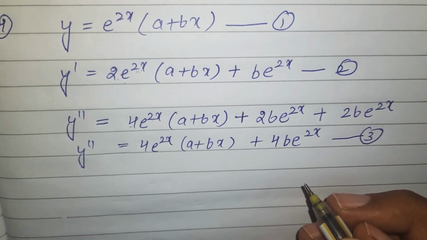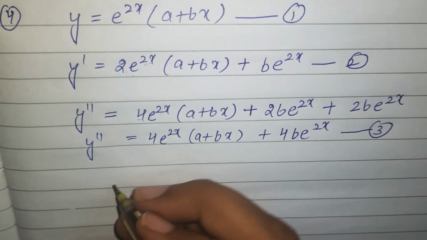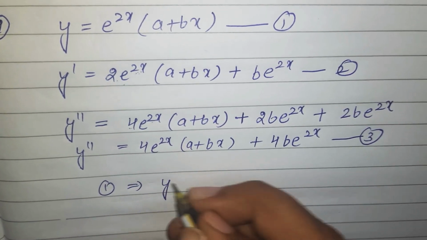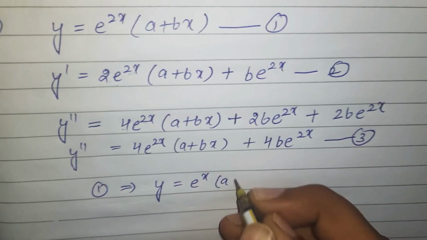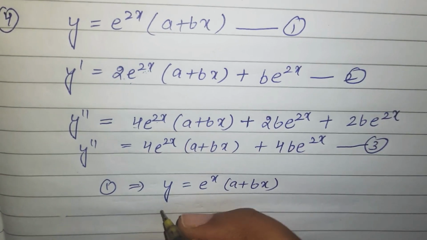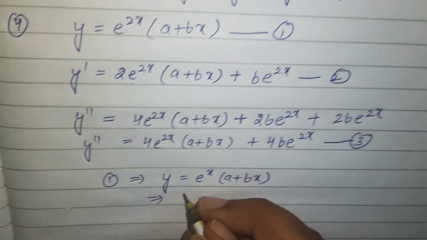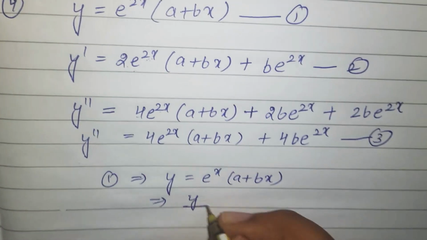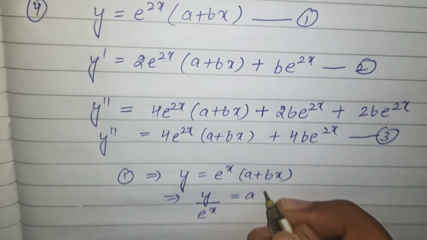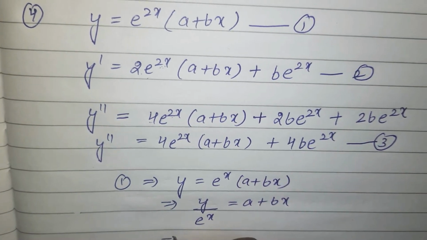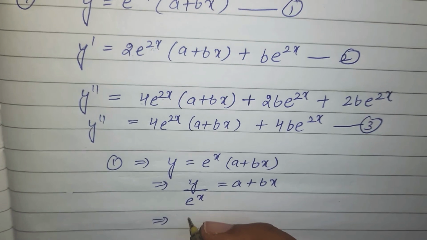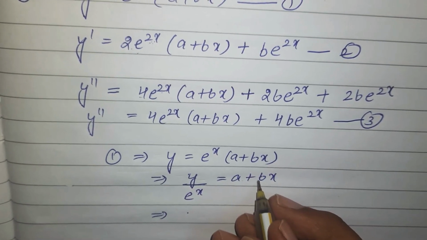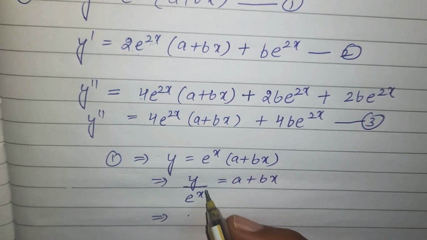Now what you need to do, if I talk about equation 1, from equation 1 what you can do, y is equivalent to this, which is given. So from here you can calculate the value of b. How to calculate the value of b? y upon e raised to the power 2x, and this is something like a plus bx. I am writing a plus bx will be your y.